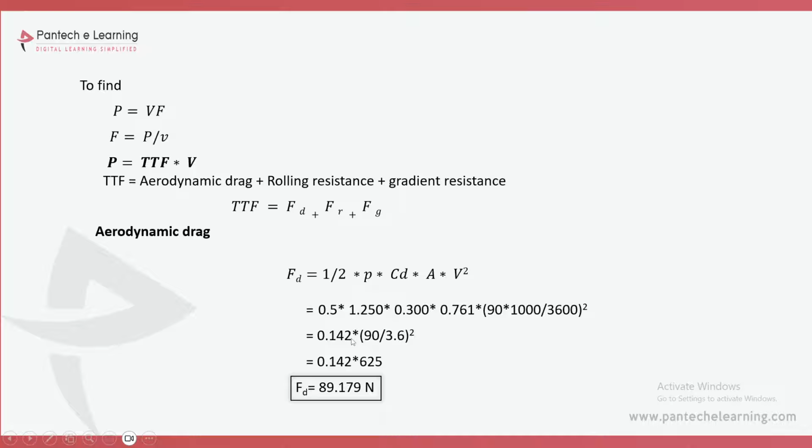I get 0.142. So here I simplify: 90 into 1000 is 90000, and dividing by 3600, I simplify the zeros, 90 into 10 by 36, which means 3.6. So 90 by 3.6. Then 0.142 into 625, we can simplify and get the 625.